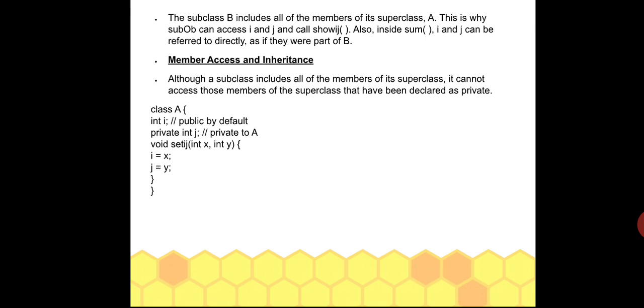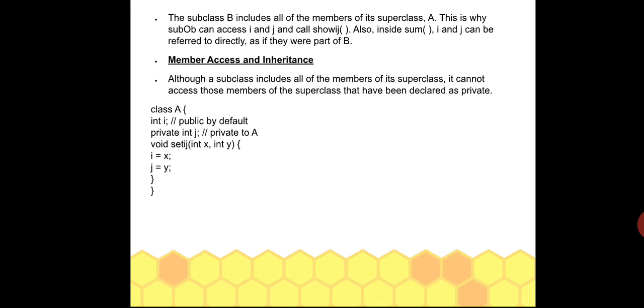Now you can see the example here. You have class A, inside that you have int I, which is public by default. Now you have private int J, so it is private to A. That means J can be accessed only within class A, not from outside. Now you have one method called setIJ, int x comma int y, which takes two parameters of type integer.